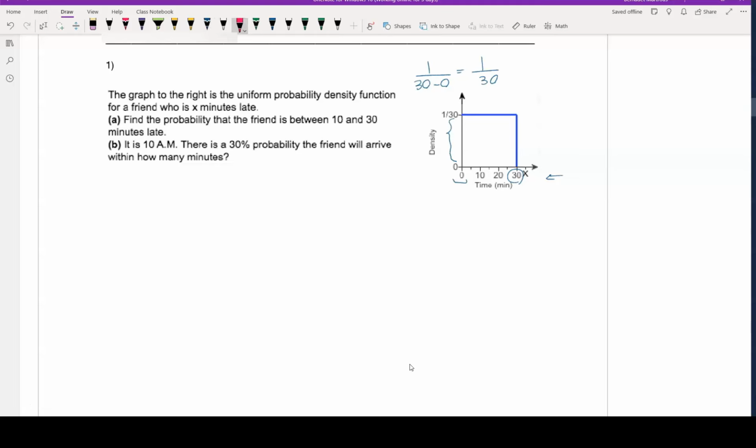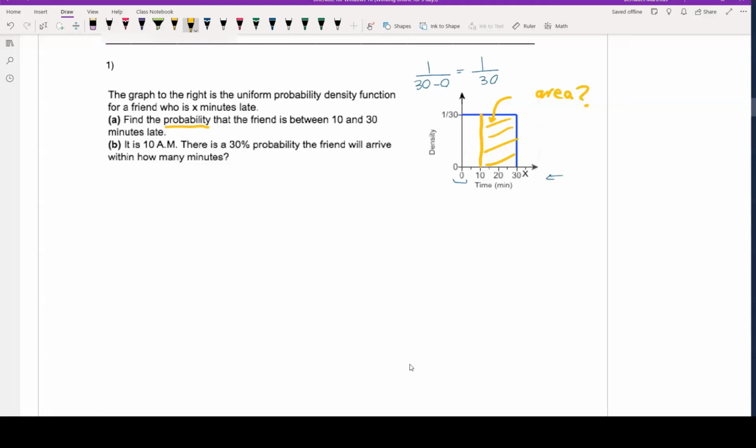And here again, same as the bell-shaped empirical rule, the total area is equal to 1, or the probability is equal to 1. What it's asking for in this part is to find the probability when X is between 10 and 30 minutes. So we have to find the area for this part here. Area or probability is the same thing.